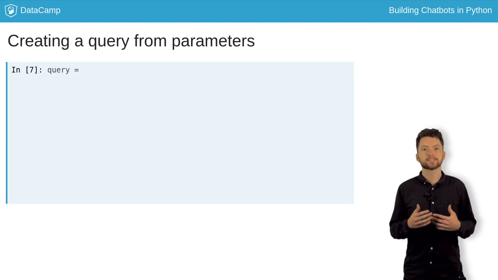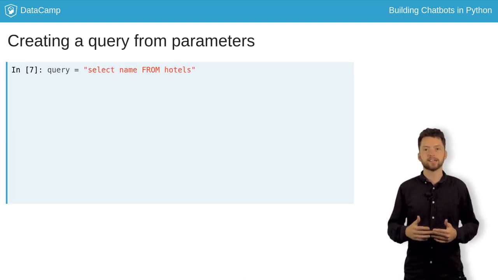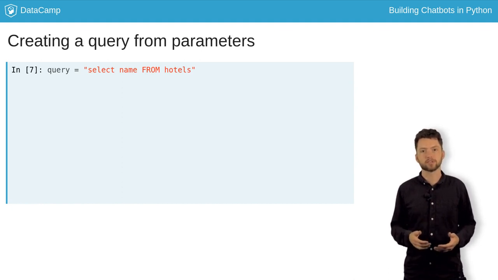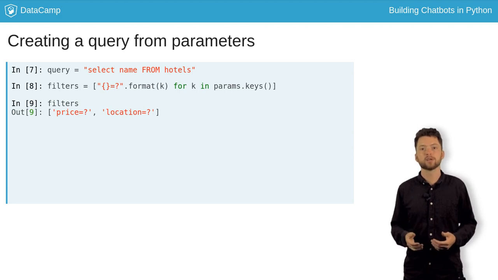Each of our queries has the same base query, select name from hotels. Recall that to filter the results, we add a where clause with a filter like location equals north. The entities we extract from the user request correspond to the filters we want to apply. So we create a list of filters by iterating over the keys in the params dictionary and creating a string with the name of the entity, an equal sign, and a question mark. The values will be added later when we call execute.